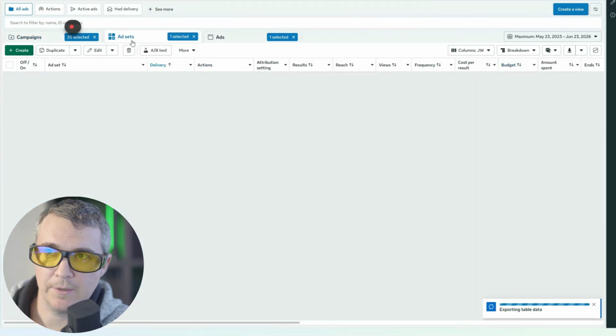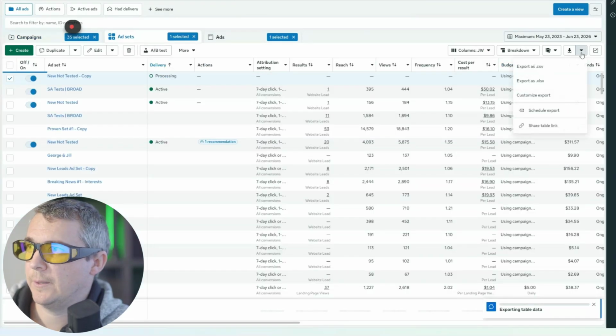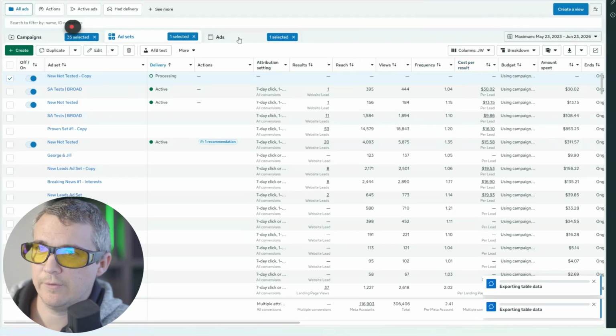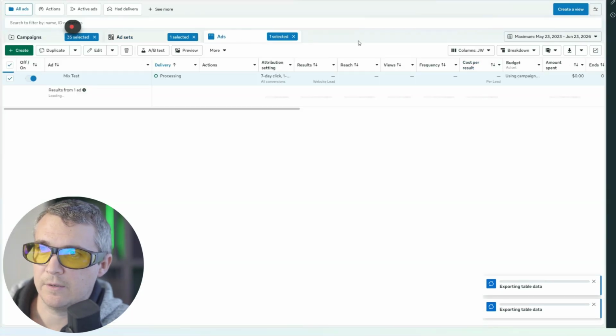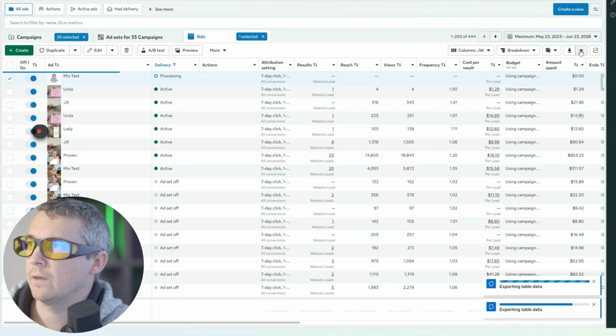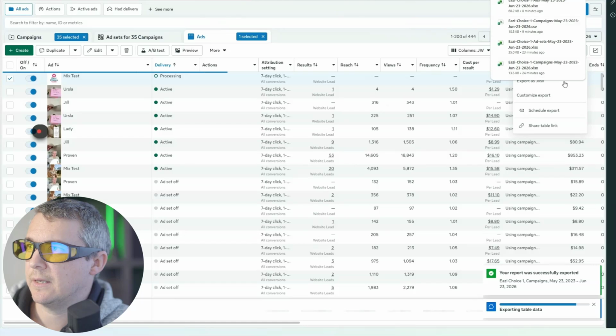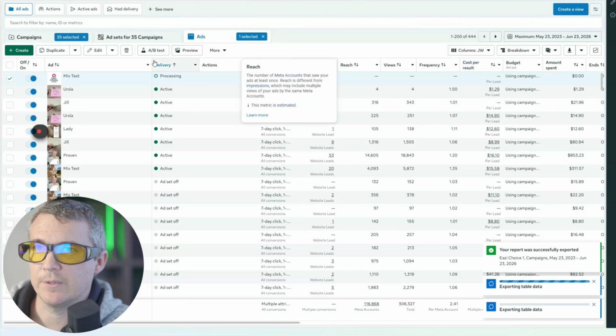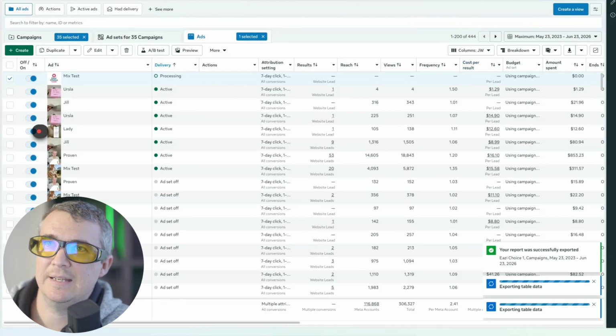Then I'm going to click on ad sets. I'm going to export as CSV. You can do XLS, but a lot of the AIs and stuff like that prefer CSV. Alright, and we're going to download the ads as well, and thank you to Chrome for showing me that. Alright, there we go. So I've done campaigns, ad sets, and ads.